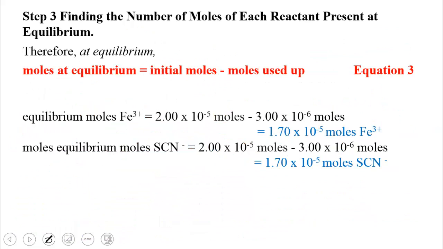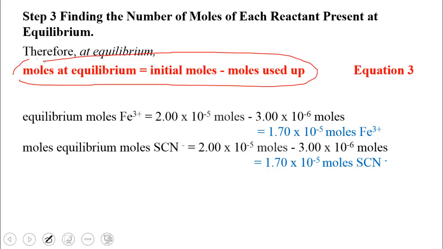Now, finding the number of moles of each of the reactants present at equilibrium. So here's my equation. The moles at equilibrium are the initial moles minus the change. How many moles have actually been used up? Now, what we will find when we ICE this thing, normally our initials are in molarity. We're doing it in moles, okay, but then we're going to have to go back to molarity when we're all done.